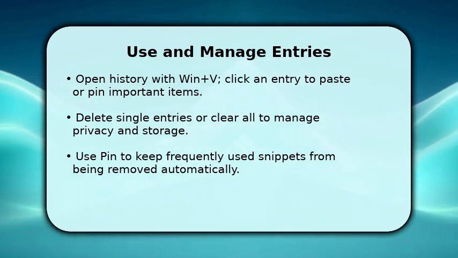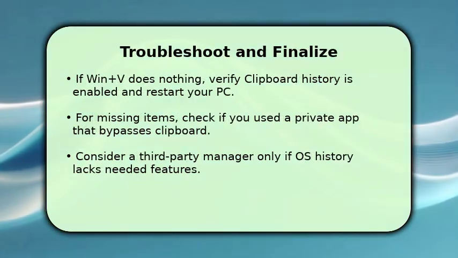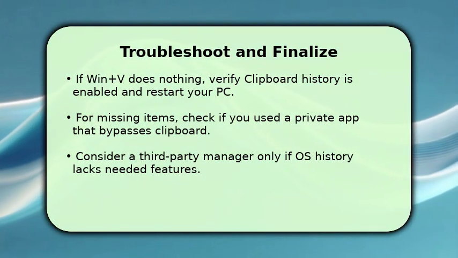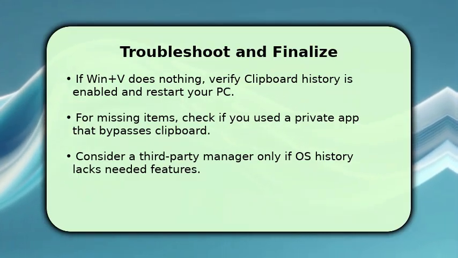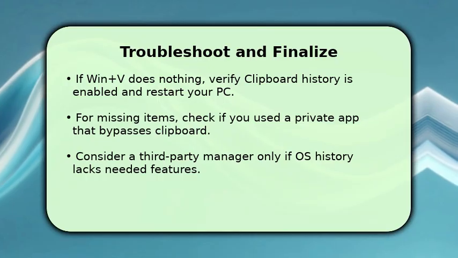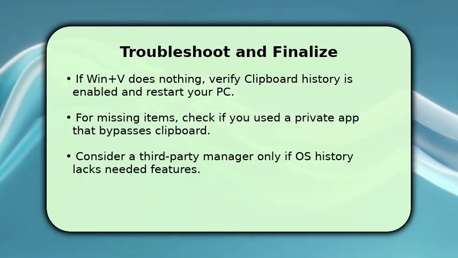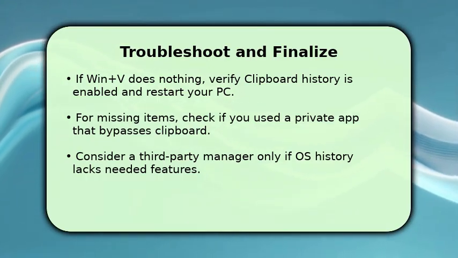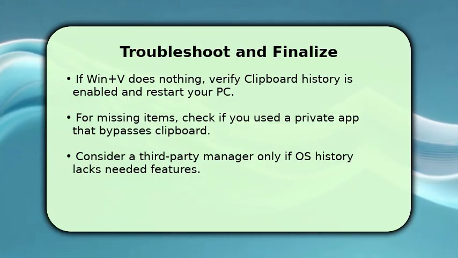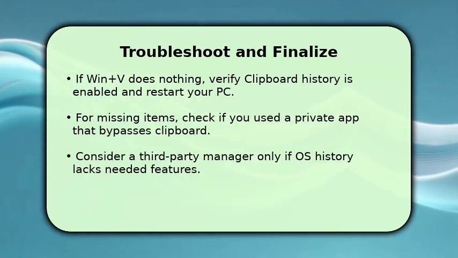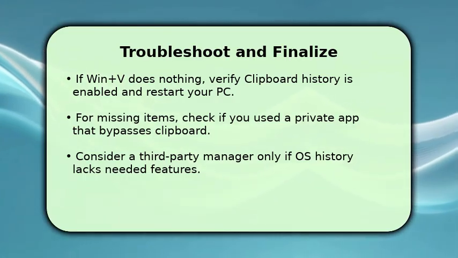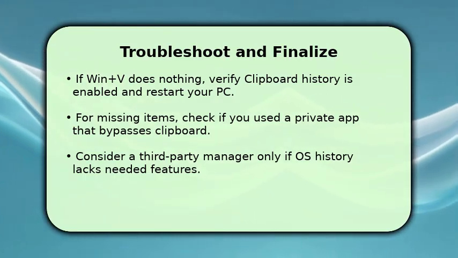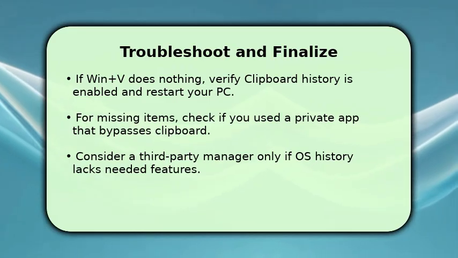Finish by confirming things work and fixing common problems. If Win+V doesn't open, make sure clipboard history is enabled in Settings and restart the computer. Sometimes a reboot activates the service. If items are missing, remember some secure apps block clipboard capture, so those copies won't appear. Once everything is reliable, pin the snippets you reuse and optionally enable sync. If the built-in history still falls short, consider a reputable third-party clipboard manager.